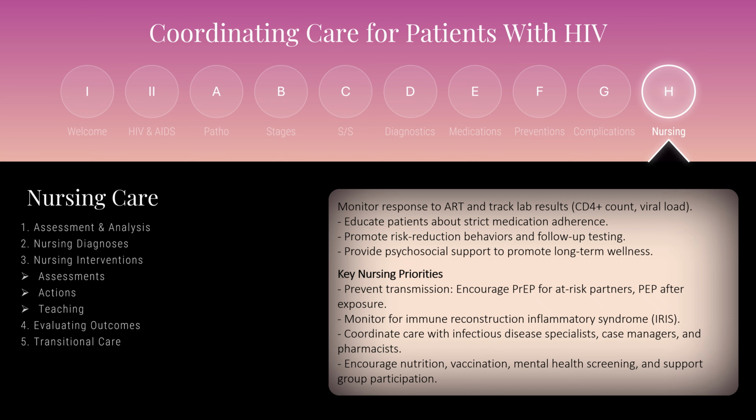For the actions, we know the universal precautions, and hand hygiene is the most important. Administer ART on schedule, provide small nutrient-dense meals, offer emotional support, and make referrals to mental health and social services.